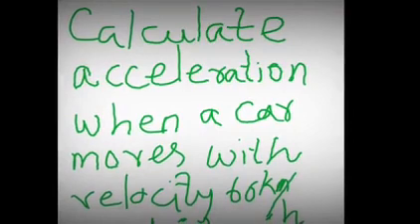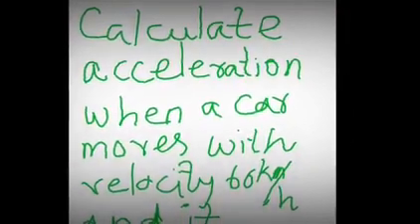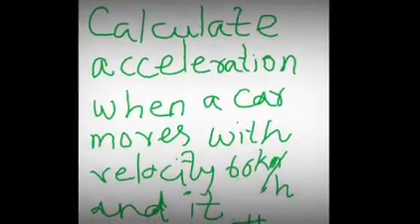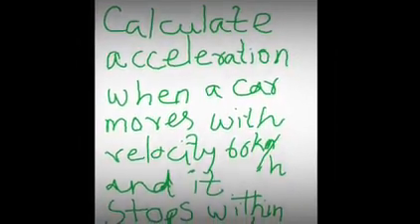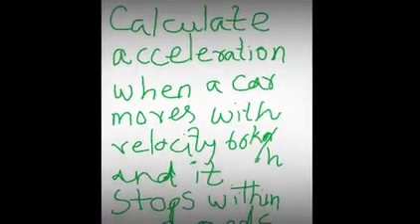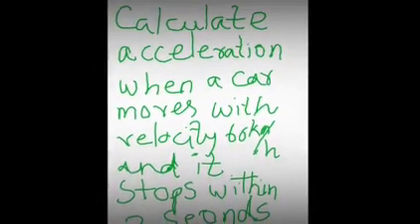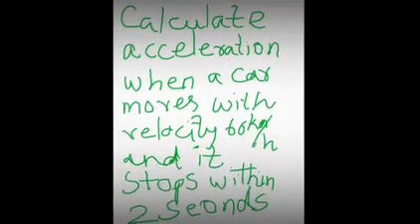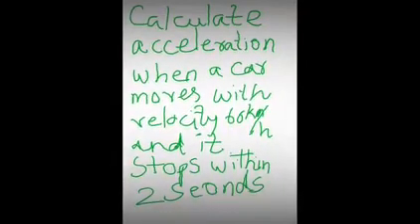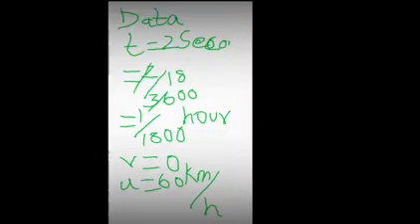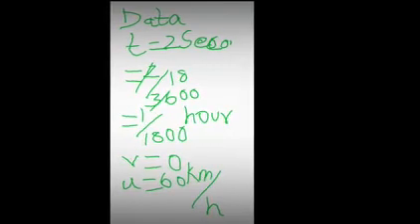Dear ones, now we can see a problem based on the formula for acceleration. Calculate acceleration when a car moves with a velocity 60 km per hour and it stops within 2 seconds. Now we can see what are the data given. Data given: t is equal to 2 seconds.